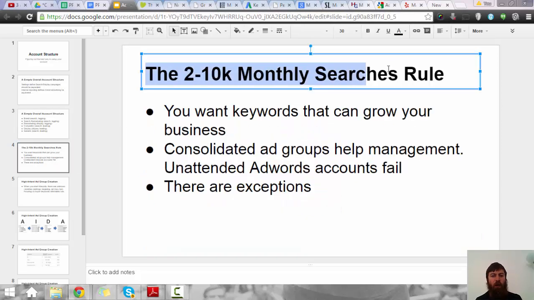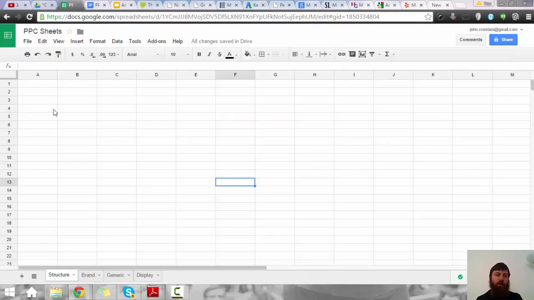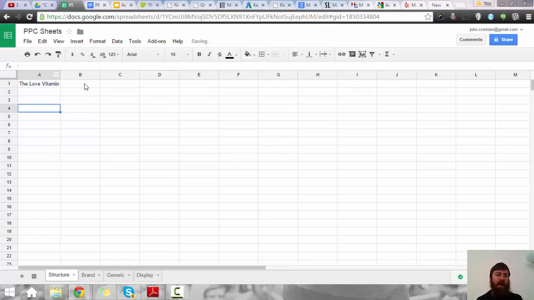So the first thing I want to go into is, how do you find out what your actual campaigns are? Let's start mapping it out. Let's say we're going to talk about the love vitamin. Let's use that as our first section. We'll do campaign, and we'll do ad group, and we'll say campaign, brand campaign.